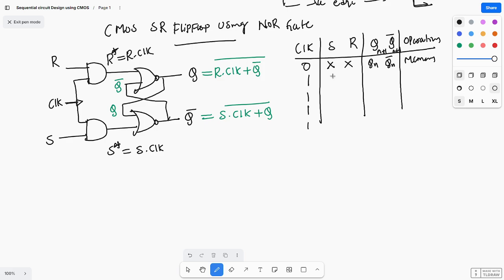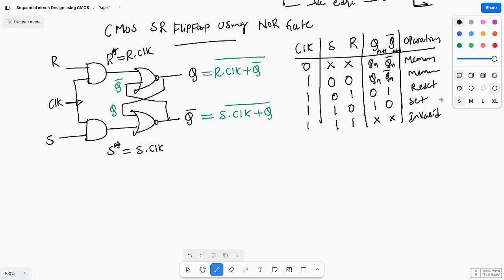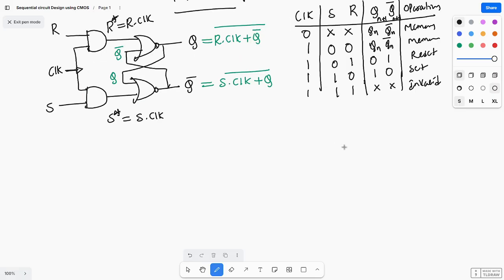How many possible combinations? Four. 0, 0 means memory state. 0, 1 means reset state, where Q is 0 and Q bar is 1. 1, 0 means set state. 1, 1 means invalid state. This is my operation, and based on this I need to draw the circuit.